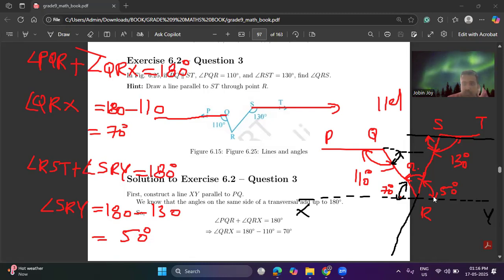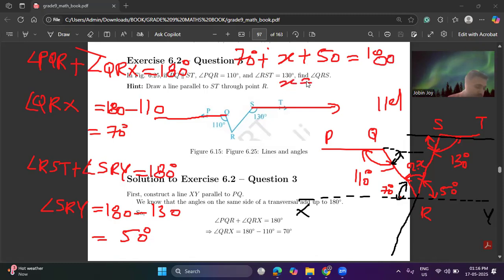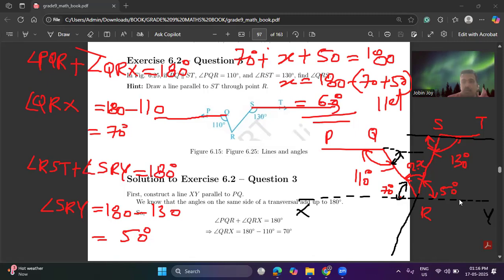So we know that this total angle is equal to 180 degrees. So I can write 70 degrees plus, and this angle I am writing X, 70 degrees plus X plus 50 degrees is equal to 180. From this I can calculate the value of X. So 180 minus 70 plus 50. What is that? 60 degrees. So angle QRS is equal to 60 degrees. So the answer is 60 degrees.